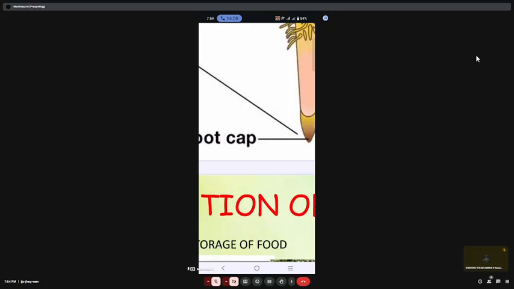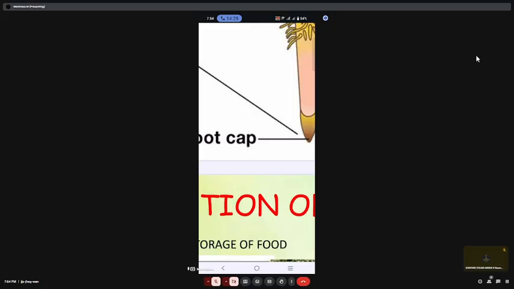Pandanus. In this plant only we have the largest root cap. The root cap is largest in which plant? Pandanus, for example. It is one of the pine varieties.